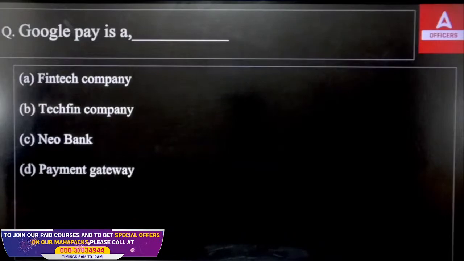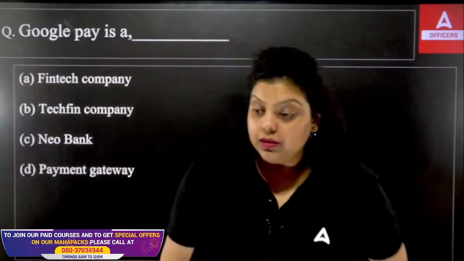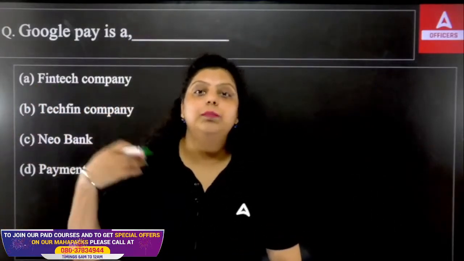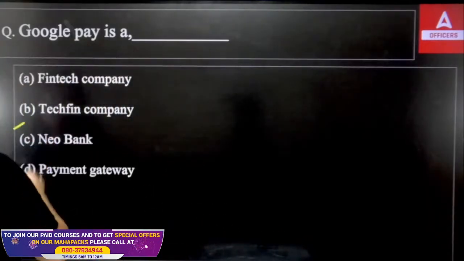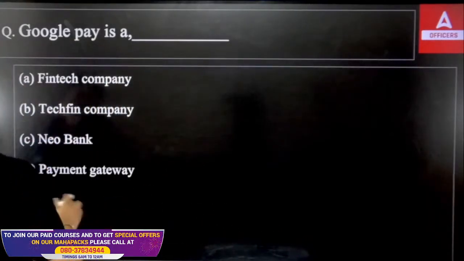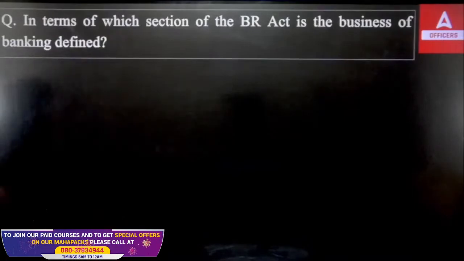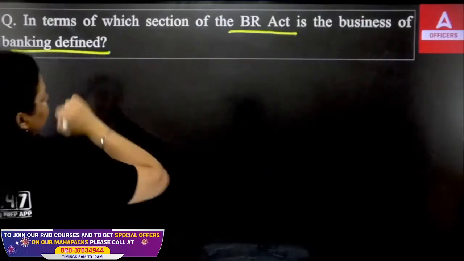So Google Pay used to be a tech company that started providing financial services by providing payment platforms to customers. So it's a techfin company, that is Google Pay. That's a type of techfin company, a very famous application or payment platform we use. Now, in which section of the Banking Regulation Act is the business of banking defined?